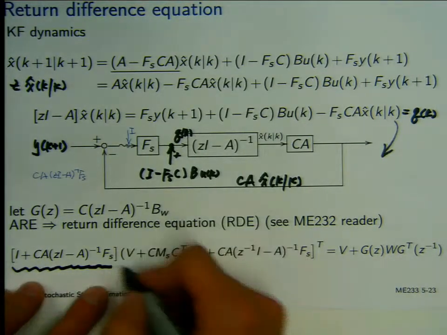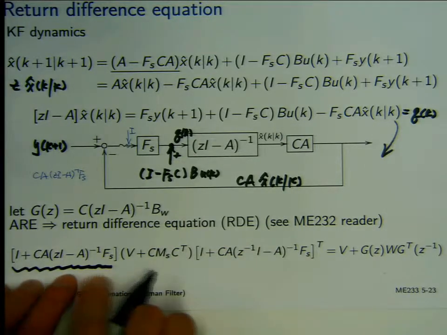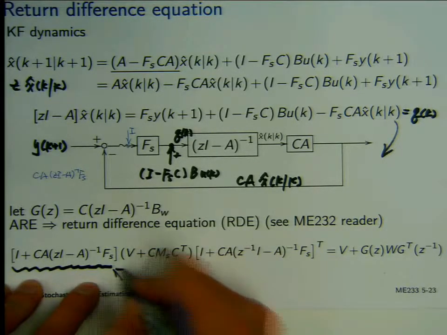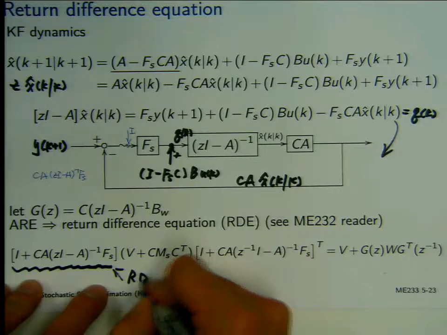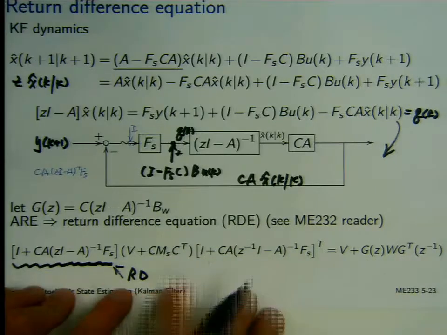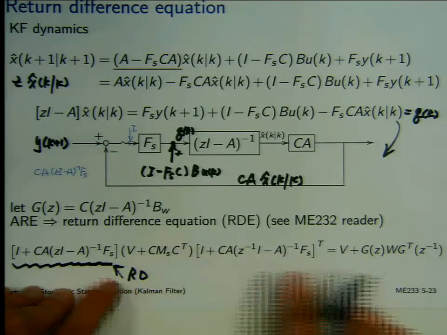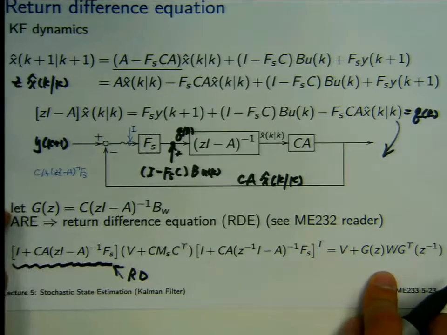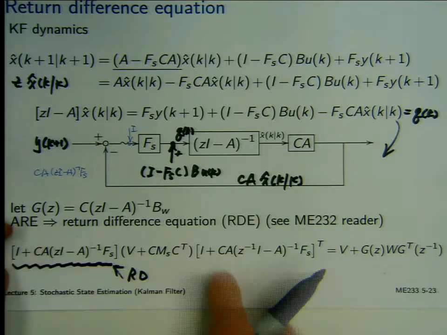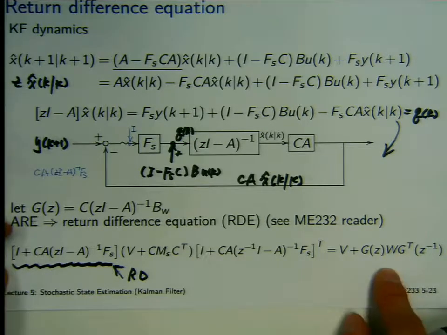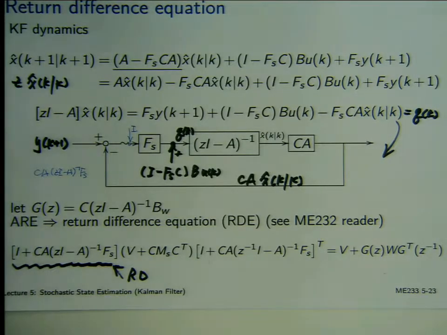So I explained, it's telling us what kind of properties the return difference satisfies. It turns out it's this. So this is from the algebraic Riccati equation. You can get this return difference equality. Let me give some additional information here.